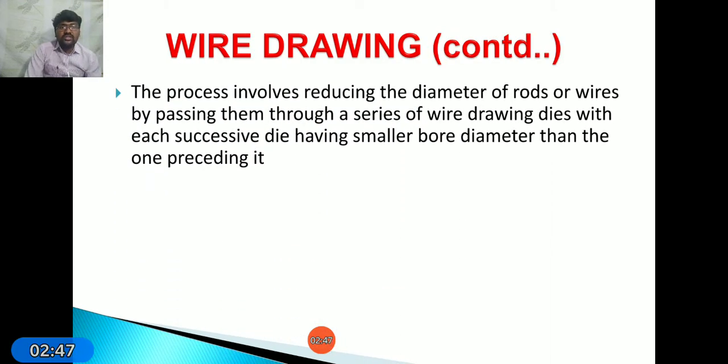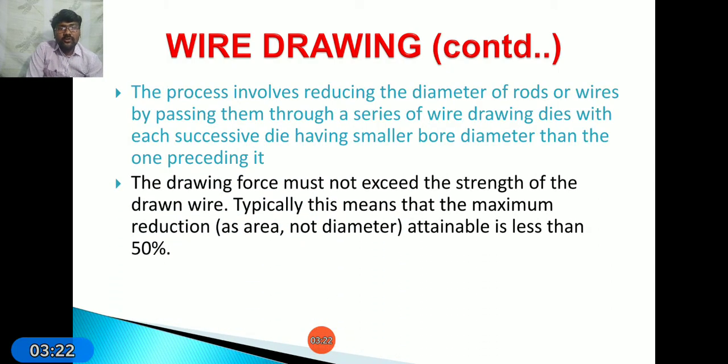The process involves reducing the diameter of rods or wires by passing them through a series of wire drawing dies. Based on the required diameter, we have to prepare the dies and pass the wire between them. By that we reduce the diameter of the wire. Each successive die has a smaller bore diameter than the preceding one, and like that we keep reducing the diameter.